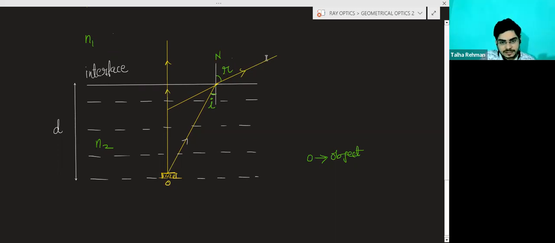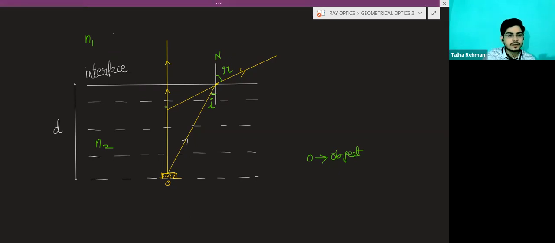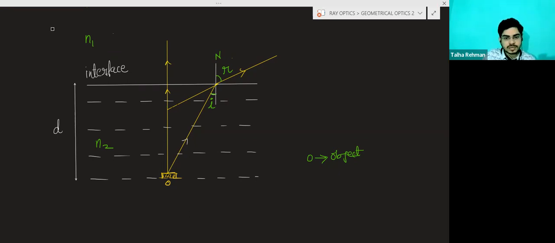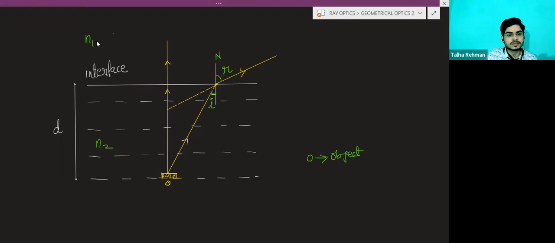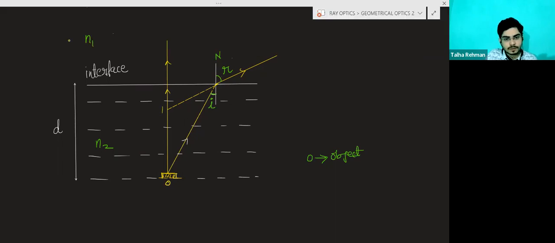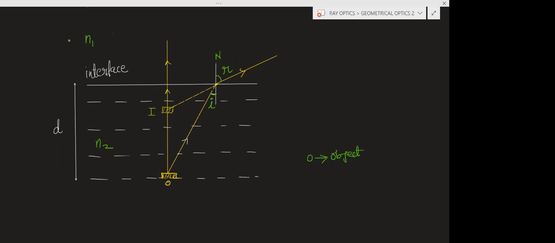As you have produced this ray in the backward direction, this is the same line. The actual path of the ray is in this direction, but you have produced this ray in the backward direction, and here you are getting the image of the object. I is the image of the object.